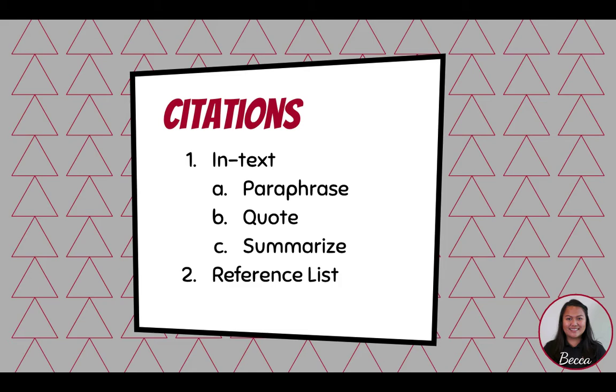In-text citations can come in paraphrases, which are short summaries of sources you're using in your paper, or a direct quote. Whatever you cite in your paper should also be in your reference list, and whatever is in your reference list should also be in your paper. No part should exist alone.